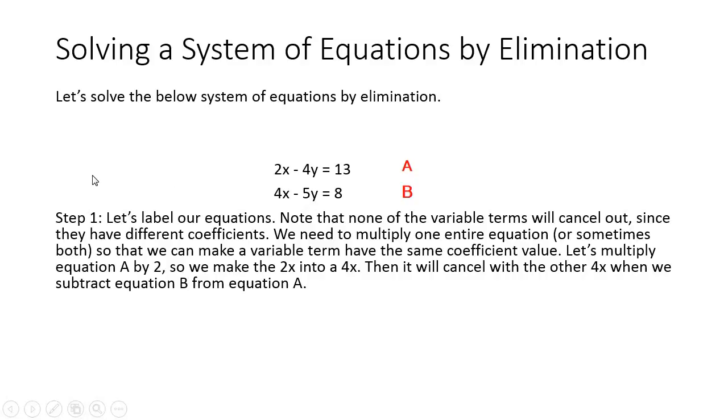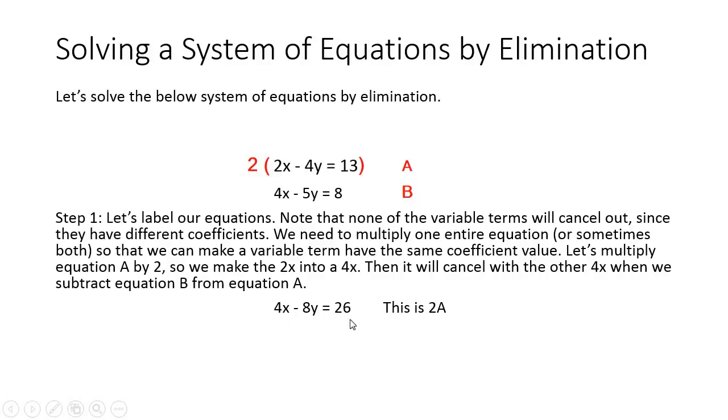We need to multiply one entire equation, or sometimes both, so that we can make a variable term have the same coefficient value. Let's multiply equation A by 2, so we make the 2x into a 4x. Then it will cancel with the other 4x in equation B when we do our subtraction. So I'm giving you a heads up now, we're multiplying the entirety of equation A by this 2. We're fine to do that. Remember, we're basically multiplying both sides of the equation by 2, so we're not actually changing it, we're just manipulating it algebraically so that we can use it when we're solving by elimination here.